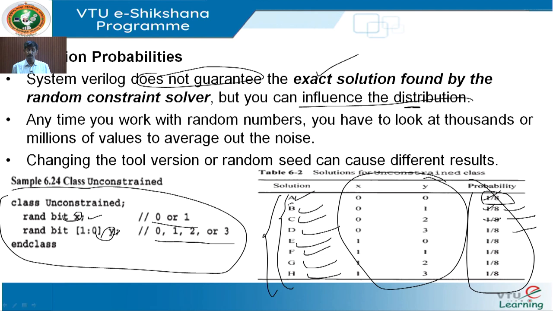If I consider any 2 solutions, then it is 2 out of 8. If I consider 4 solutions, it will be 4 out of 8. If I consider all the solutions, then it is 8 out of 8.